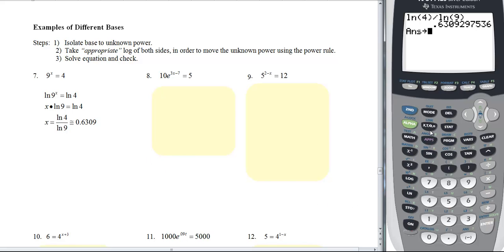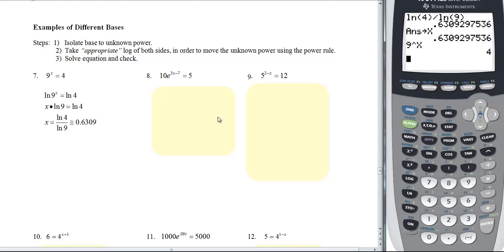Now if I store this value in for x, I can check in my calculator, and using the whole thing, I should end up with an answer of 4. So 9 raised to the x, and there's my 4.